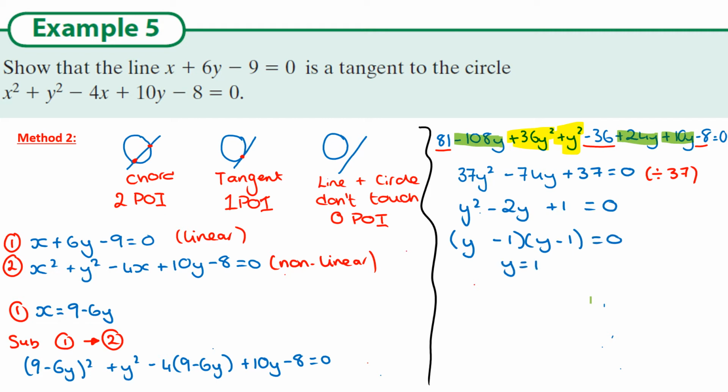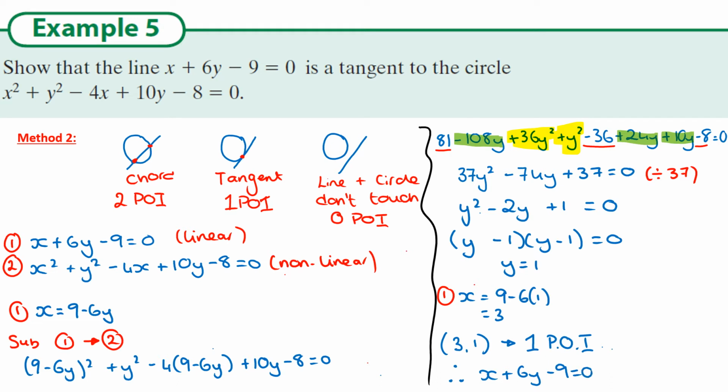At this point, because we only got one value for y, because they're both the same, we can say there's only one point of intersection, or you can keep going with this and sub it in. So then I'll go back to equation 1, and x is equal to 9 minus 6 times 1, which is equal to 3. So the point of intersection is (3, 1). And that's 1 point of intersection. Therefore, x plus 6y minus 9 equals 0 is a tangent to the circle.